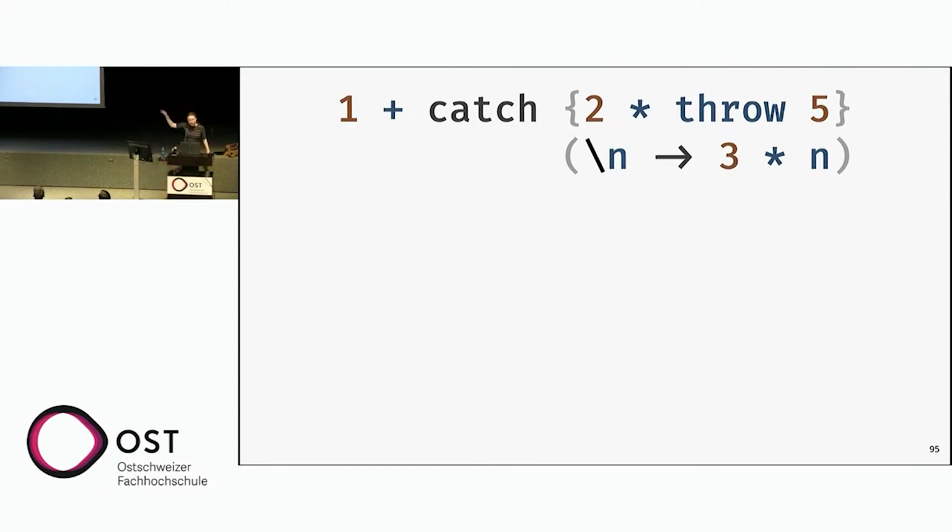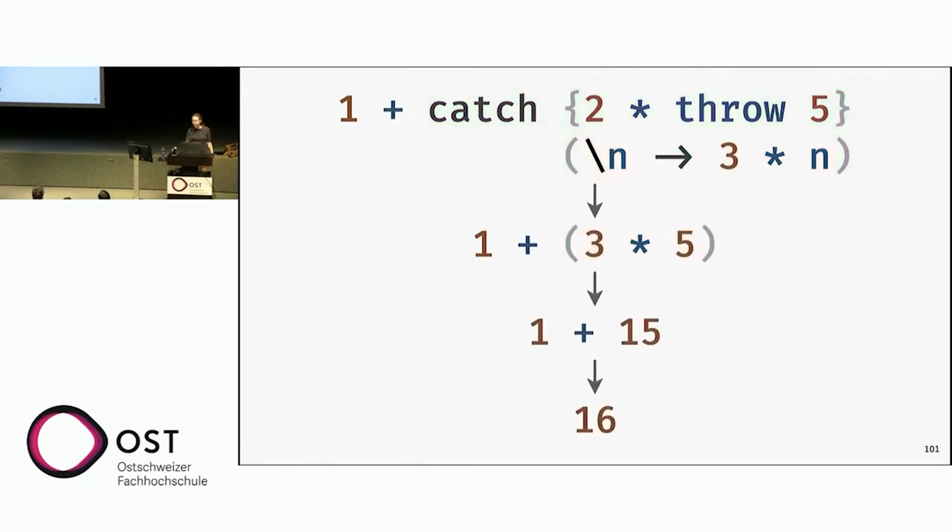And we can just do 1 plus catch, there's the body, and the body just immediately throws. So this is not a very exciting program, because then that throw just gets caught immediately and is going to apply the handler to the thrown value. So of course, this then just reduces to 3 times 5, and then of course the rest of the reduction is entirely mechanical. Okay, everyone on the same page?